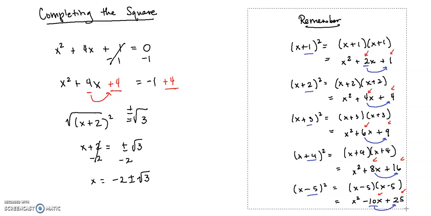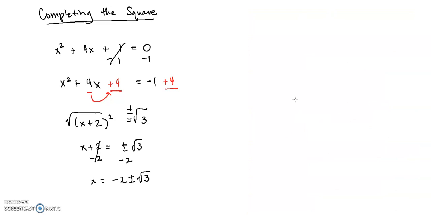All right, let's try another one. Let's say that we've got x squared plus 6x plus 4 equals 0. Okay, so again, the first thing we look for is common factors. We don't have any common factors. We look to see if we can factor this as a trinomial, factors of 4 that would give us 6. That's not going to work either.